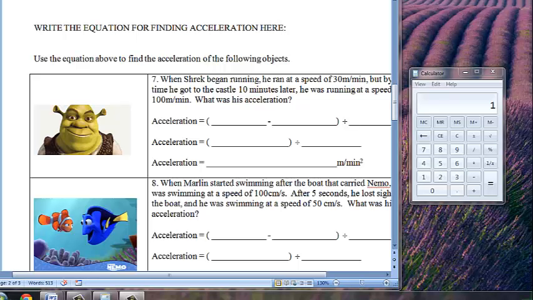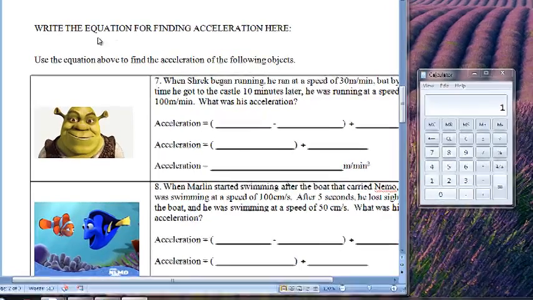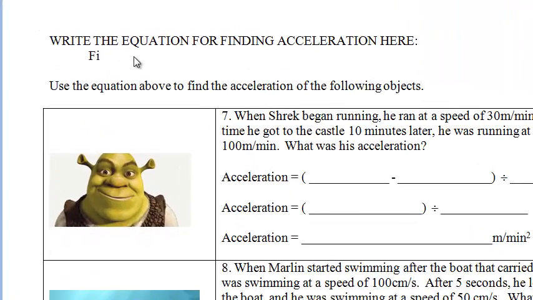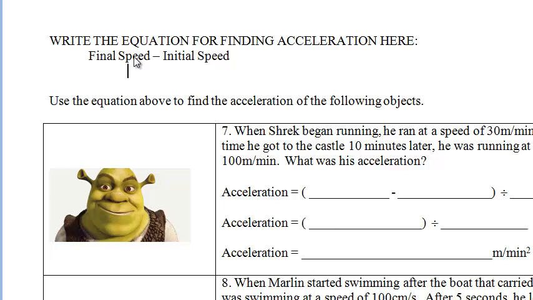You now need to write the equation for finding acceleration here. What we do to figure out acceleration is we find the final speed of the object minus the initial speed, or the starting speed. And we have to divide that by time, the time that it takes to get up to that final speed. So please copy that equation down.